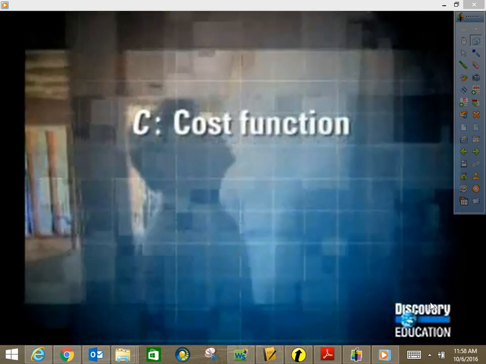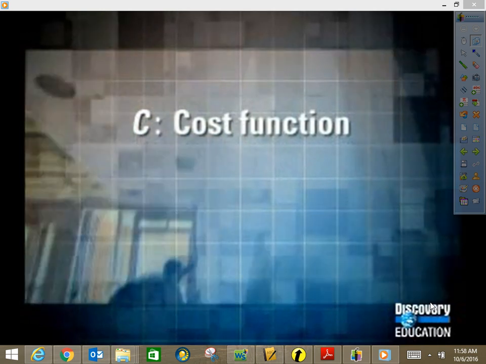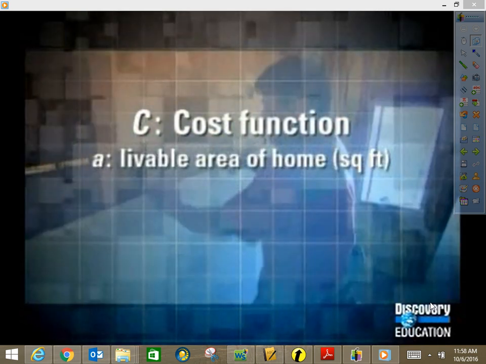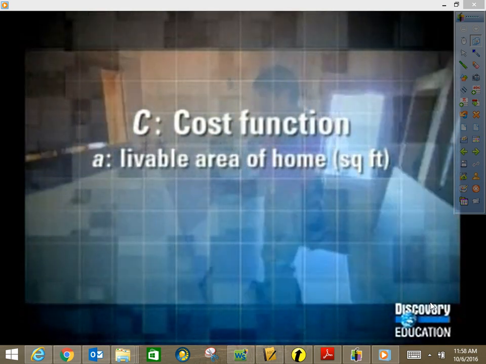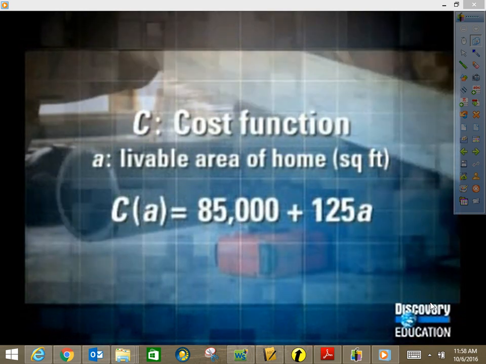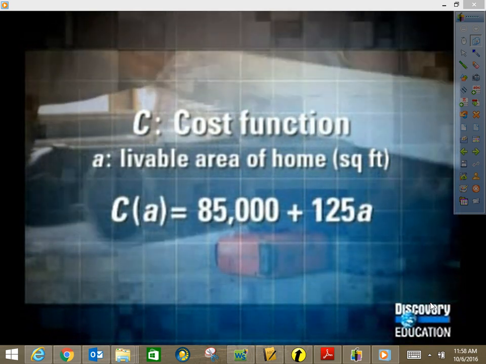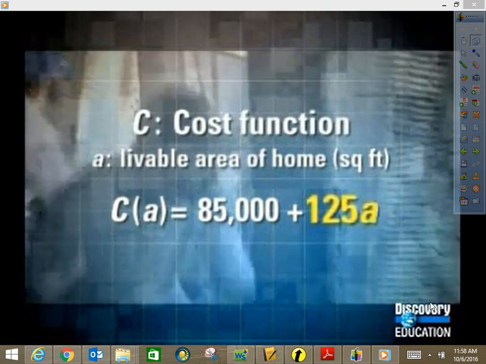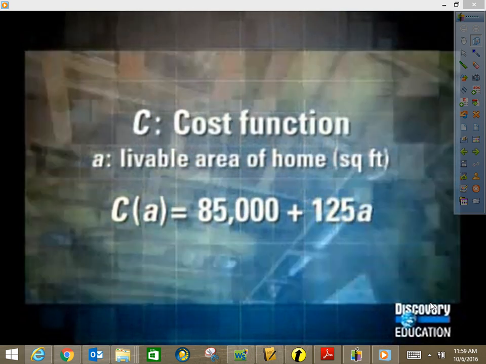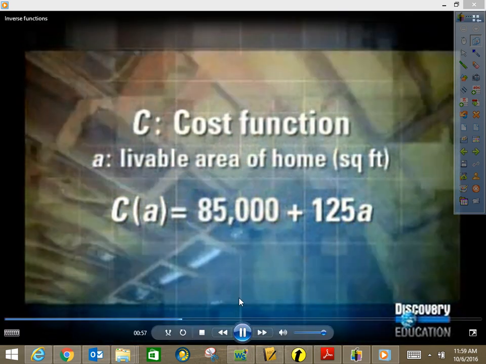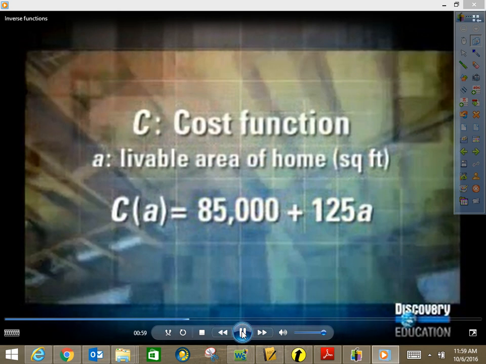Let's call this the cost function C, noted with a capital C, and use lowercase a for the area in square feet. So C of A equals, in function notation, 125 times A plus 85,000. A times 125 is the construction cost, and 85,000 is the cost of the lot.